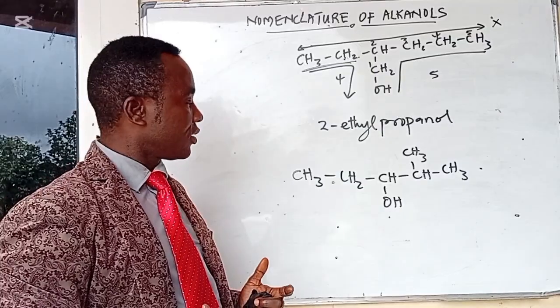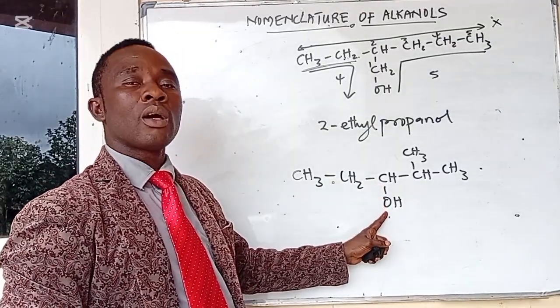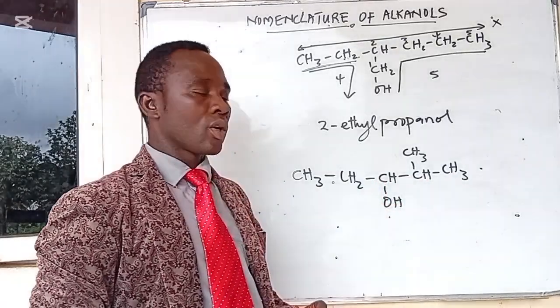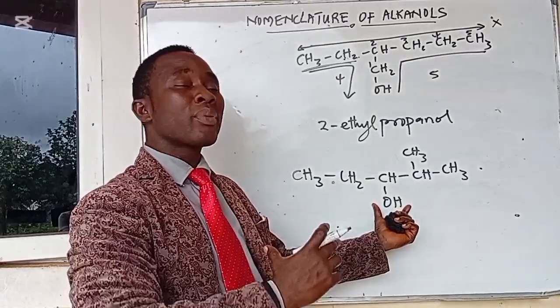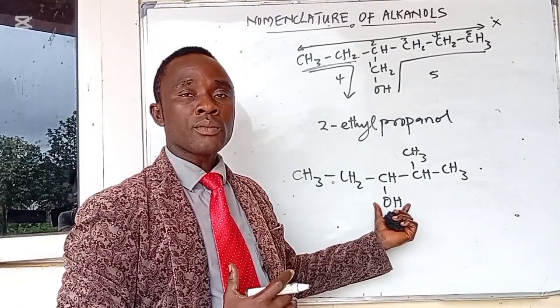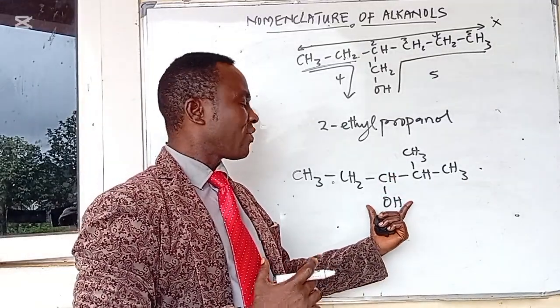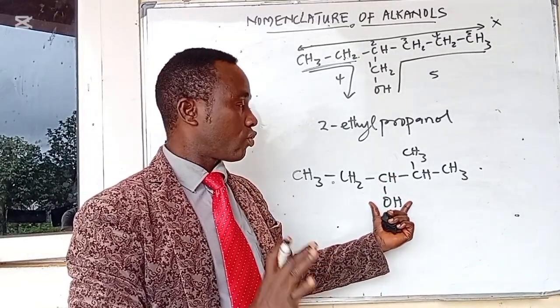Now, when we number this, we find out that 1, 2, 3, 3 will be the position of the what? Hydroxyl group. If the number from here, 1, 2, 3, the position of the hydroxyl group is what? Is also at number 3. Remember, our numbering is to give the hydroxyl group the least possible number. But from either side now, it is having the same position. Therefore, we will now consider the substituent.